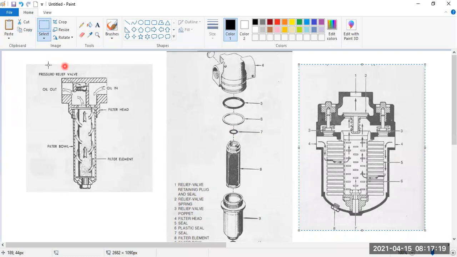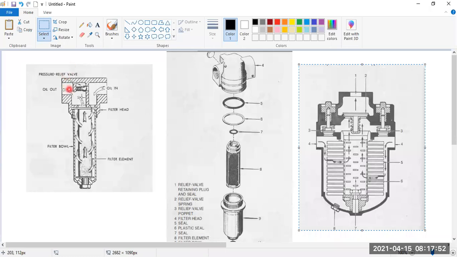Okay, next type is the filter. In a filter we are going to study three types: cartridge type, screen type, and last one is a disc type. All of them will work in a similar function only. What happens is the oil will come from here. This is the filtering material. In this there is a cartridge, so the oil will come over here. From the outside it will have to go inside, and the clean oil will come from here and go into the outlet.